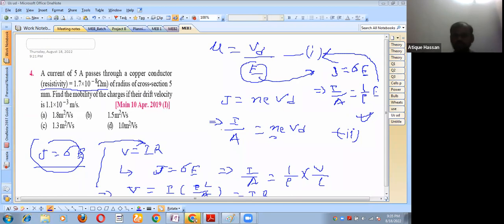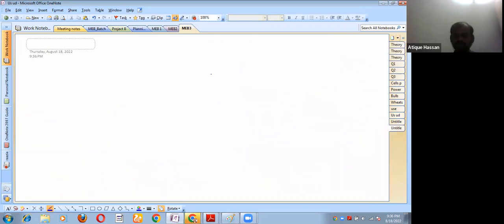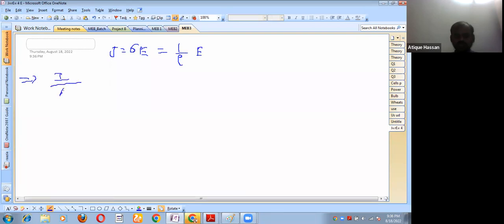So put the given values. If the challenge is to find area, we cannot find it directly. The radius of cross section is given, so you have to find the area. You have to apply the formula pi r square, right? Yes, see, you have to apply J equal to sigma E, and sigma is given by resistivity, and J is equal to I upon A, is equal to E upon rho, and I upon A. What is the area? Pi r square.